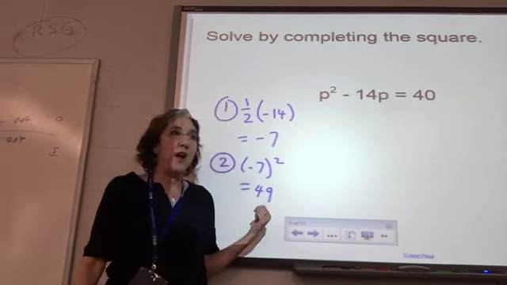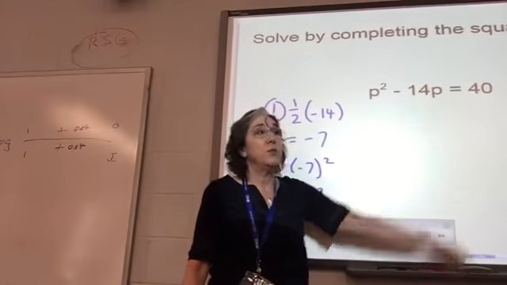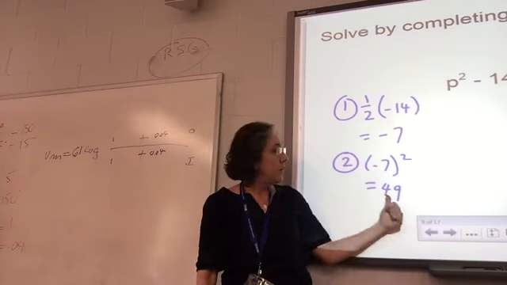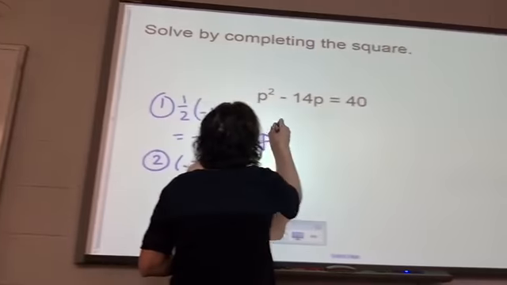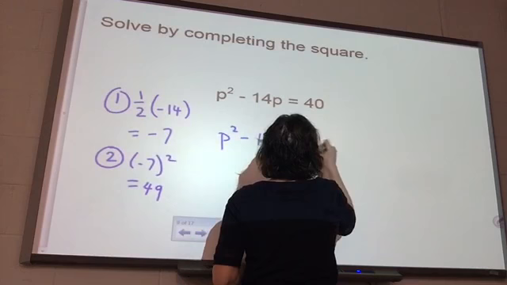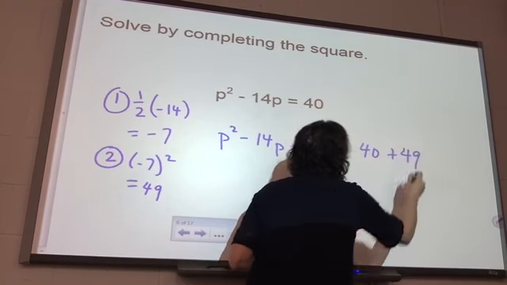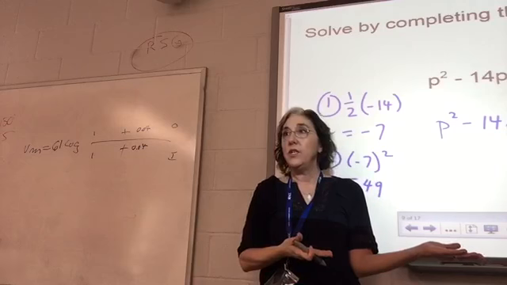And what did we figure out? We figured out the number that we could add to these two terms to create a perfect square trinomial. That's the number that completes the square. So remember the balance. You're adding 49 to the left. You're adding 49 to the right. Because if you add something to an equation, you've got to add the same thing to the other side.